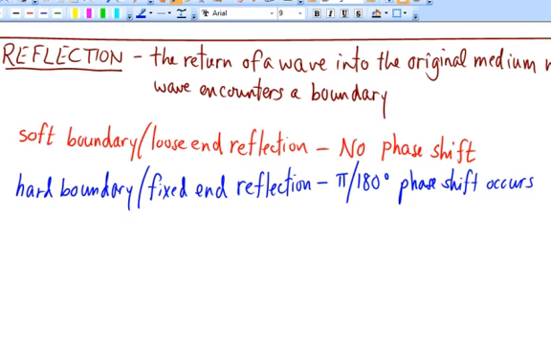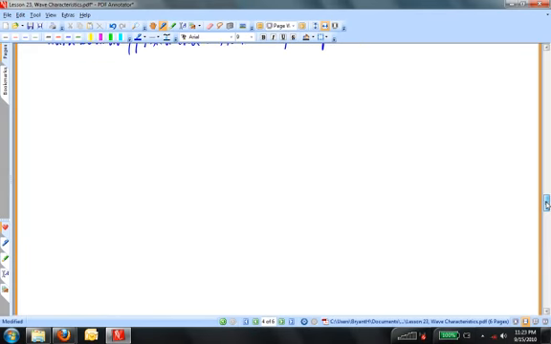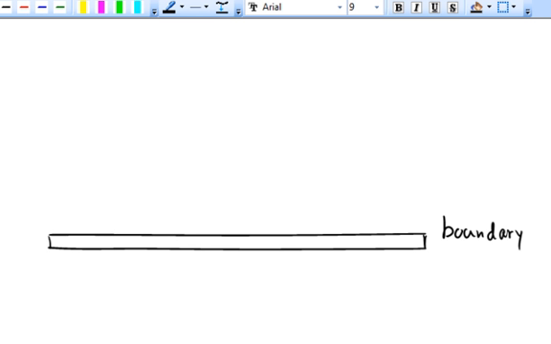So far we've been talking about one dimension. What I'd like to do now is to talk about two dimensions. So I want to sketch a series of plane waves that are encountering a boundary. You might imagine that this boundary is a piece of glass that's been set up in air. So we could talk about light waves. And the boundary is the top part of the glass.